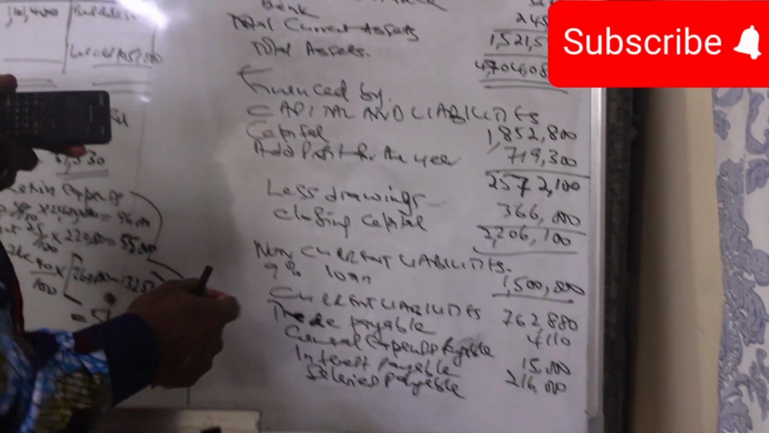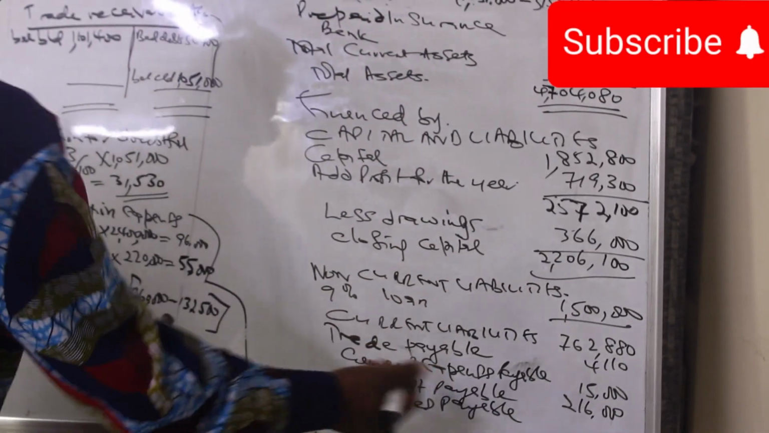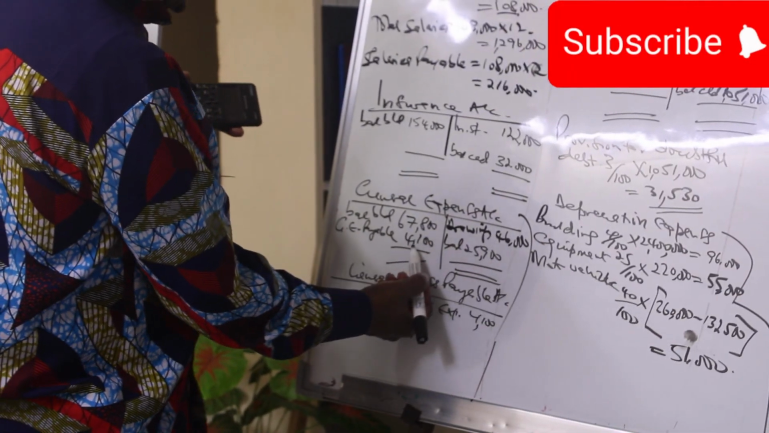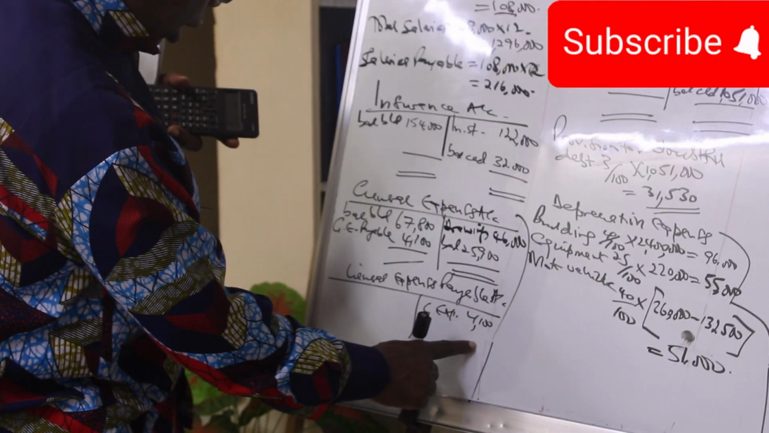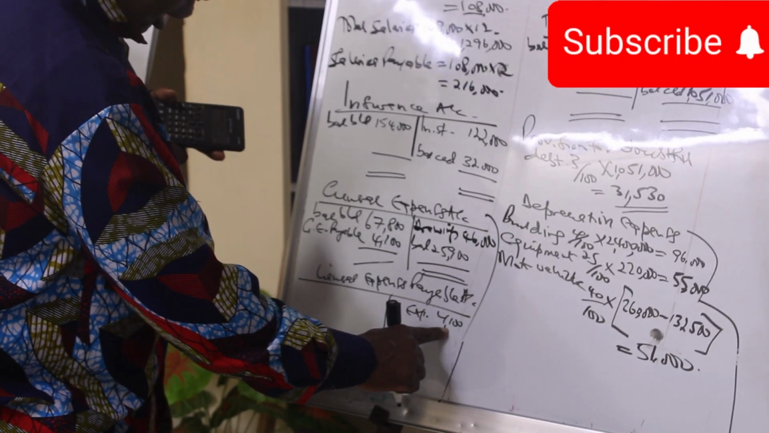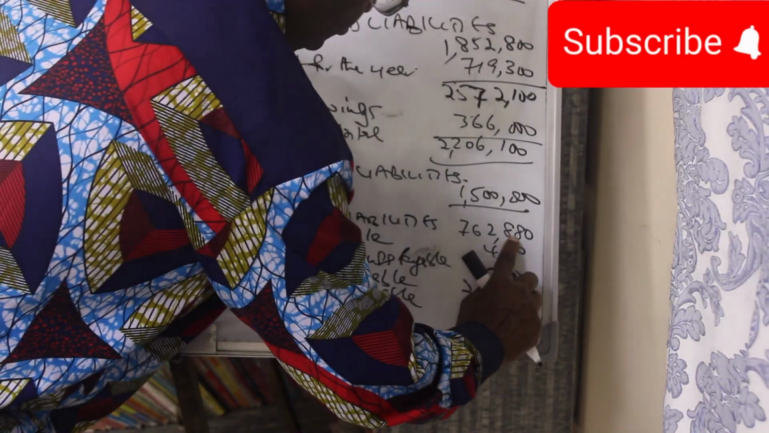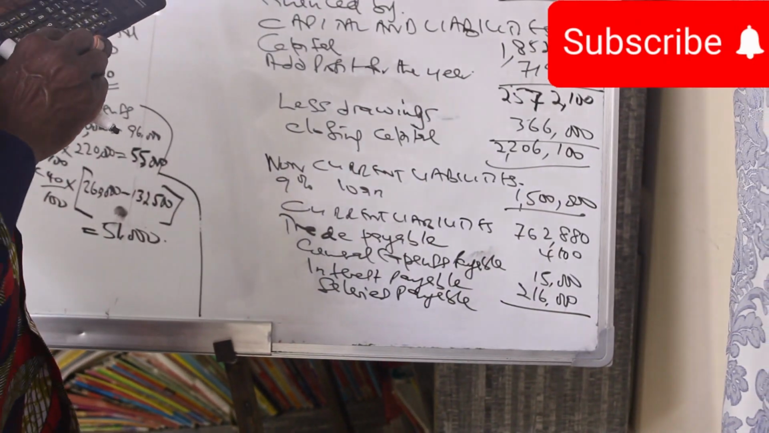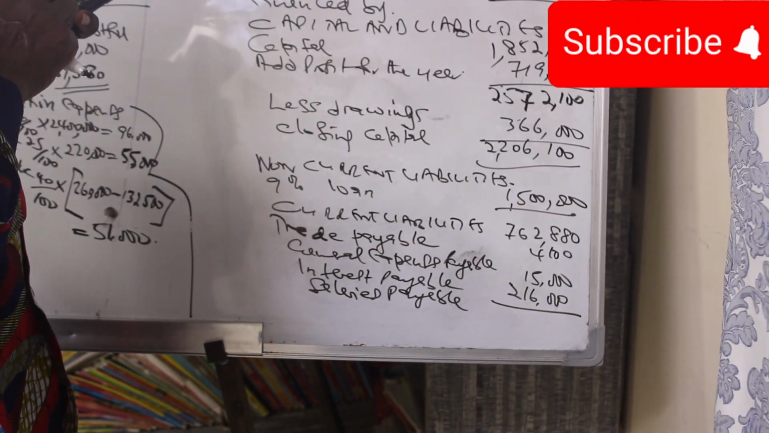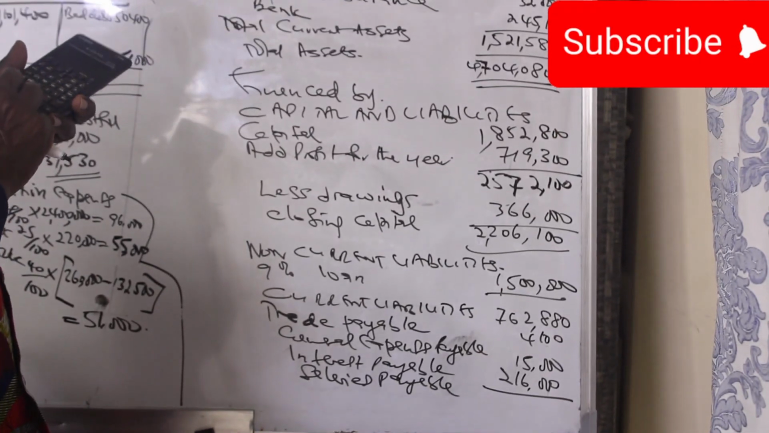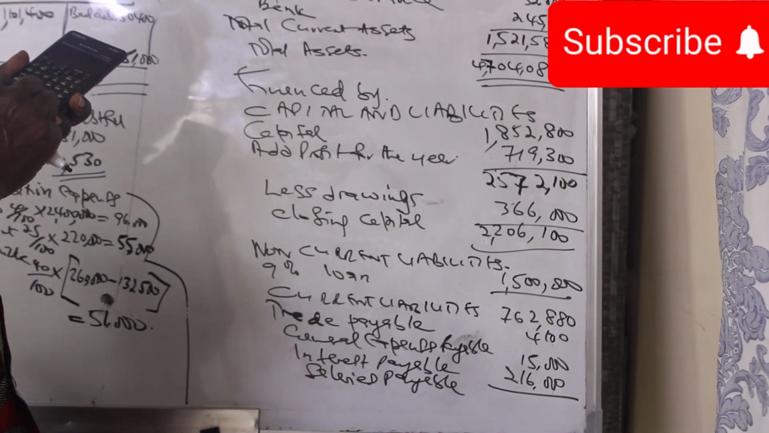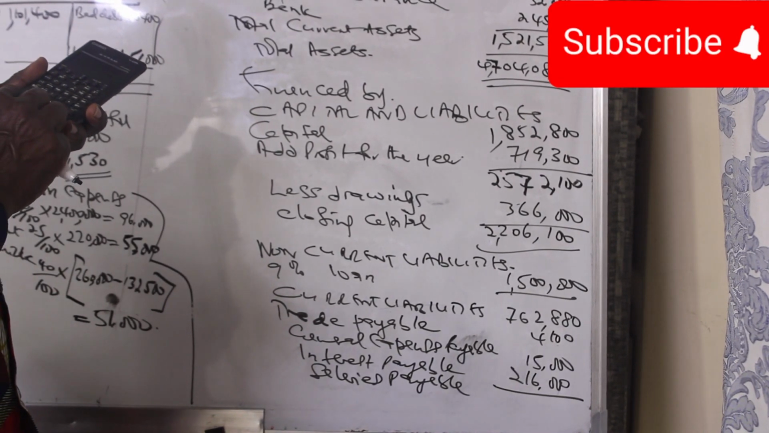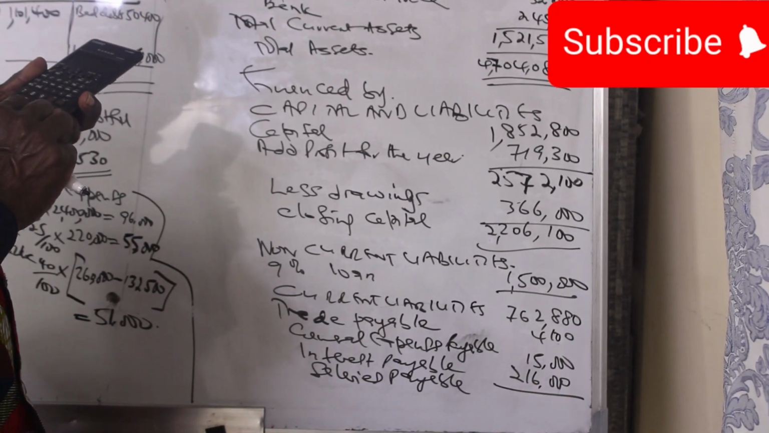Now, our general expenses payable, like we can see here, is 4100. It is not 4110 like we have captured there. So we correct here to 4100. If you add all that now, you get 762,880 plus 4100 plus 15,000 plus 216,000. We get a figure of 997,980.